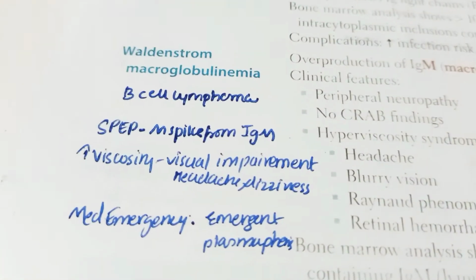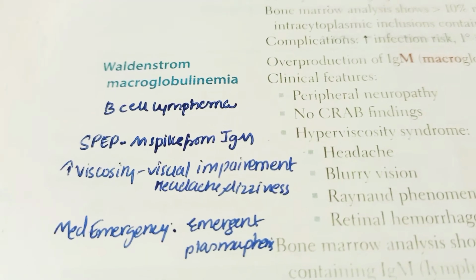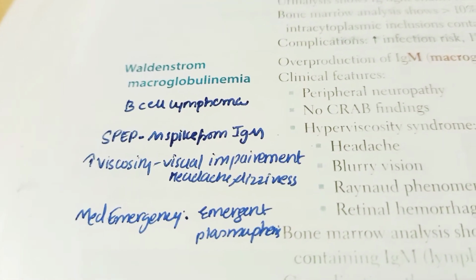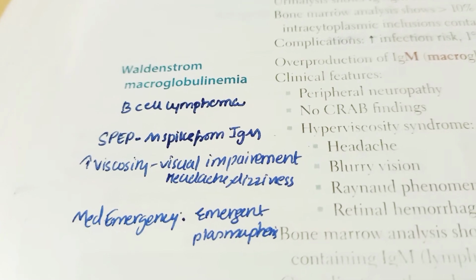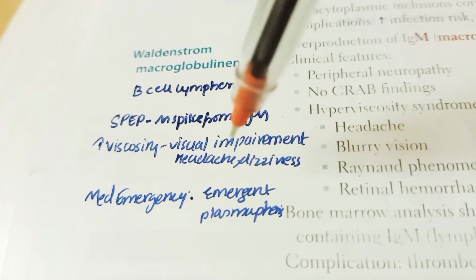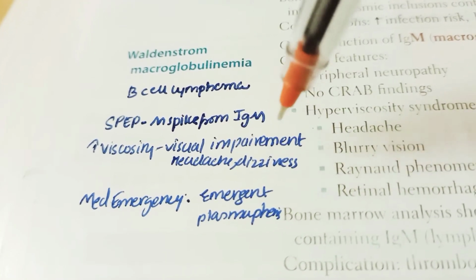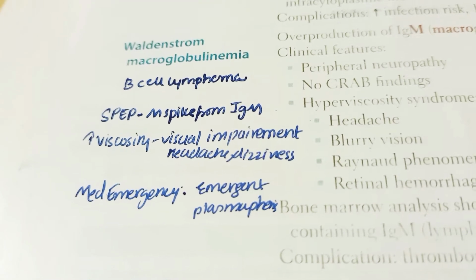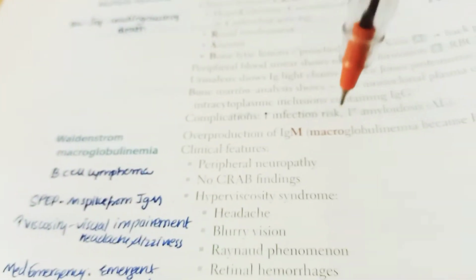Okay. And next, coming to Waldenstrom macroglobulinemia. It's a B cell lymphoma. Here also there will be an M spike from IgM. Here there will be a problem of increased viscosity that will lead to visual impairment, dizziness, and headache. The medical emergency treatment is emergent plasmapheresis. Actually, they have the overproduction of IgM.